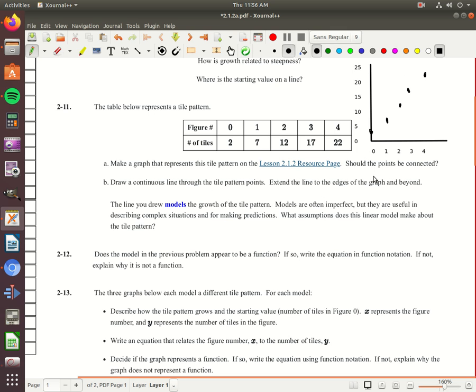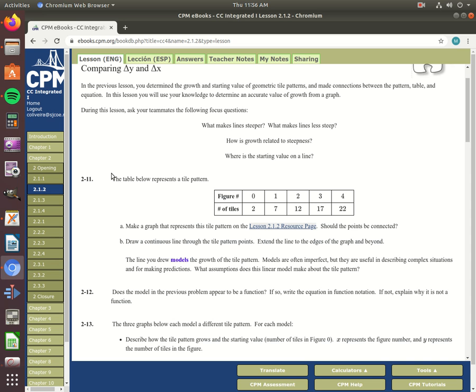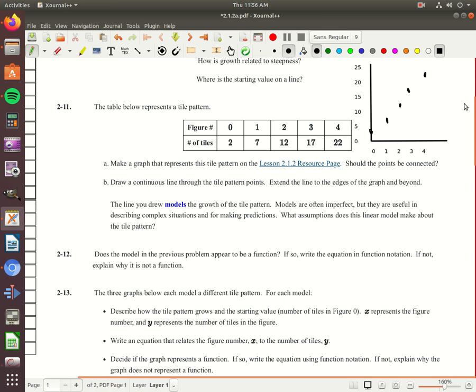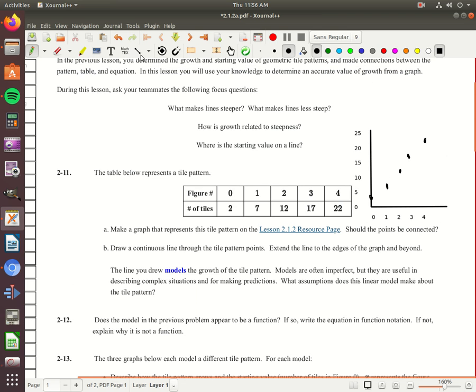All right, should the points be connected? In this one, I would say no, because there is no figure one-half and figure three-and-a-half, etc. I'd be curious to see if the book agrees with me. It looks like maybe they don't. So let's see. Difficult to imagine, but they still want us to draw the line anyway, even though the book does agree that it probably shouldn't be connected.